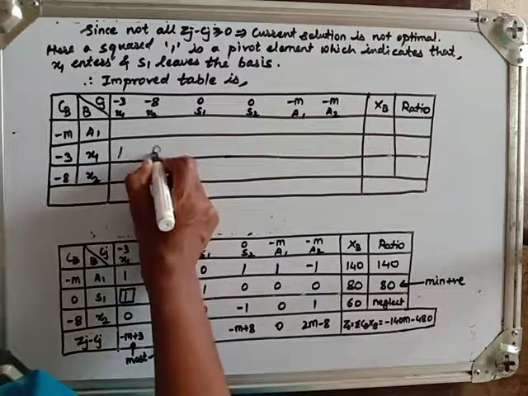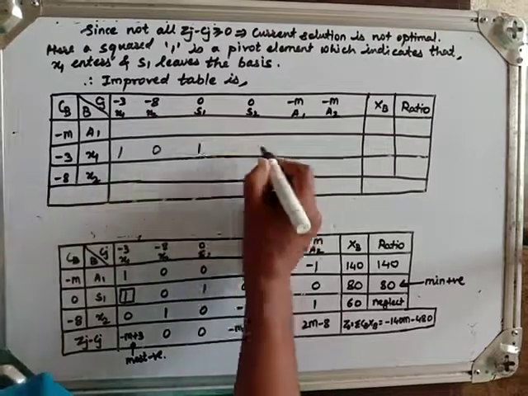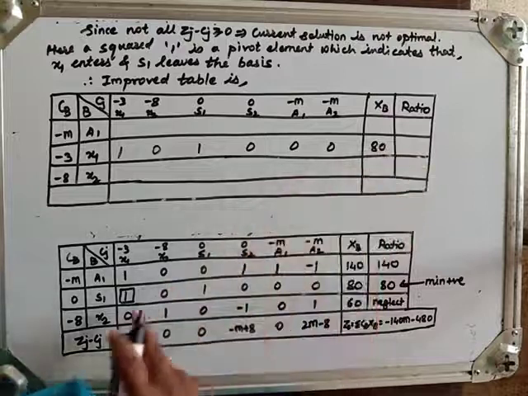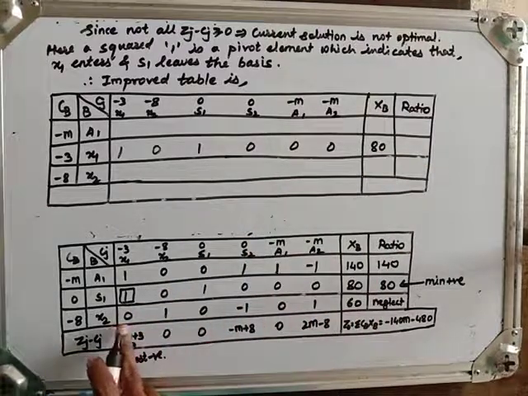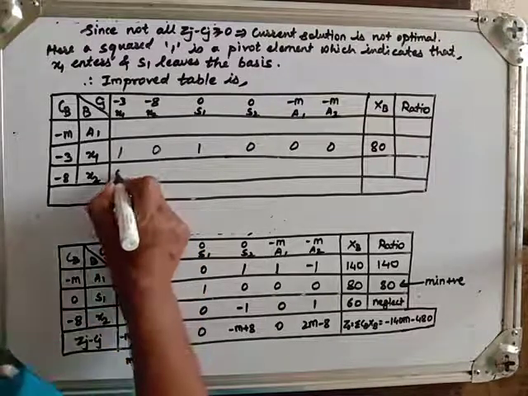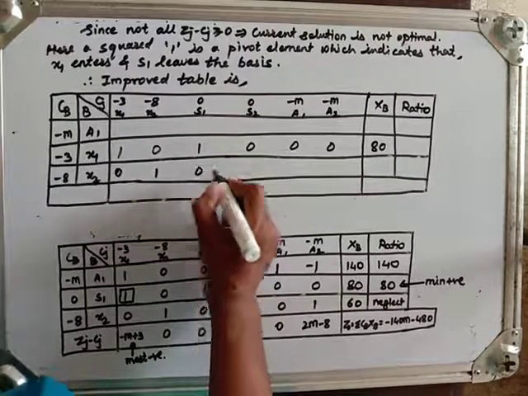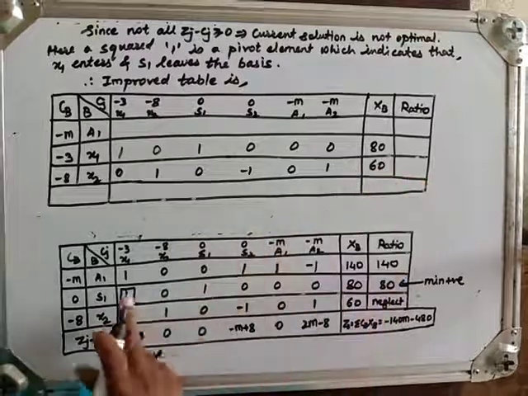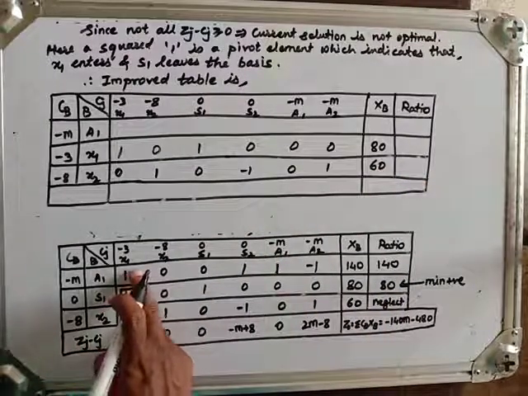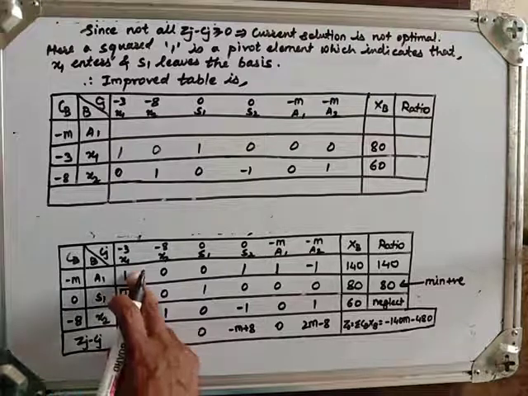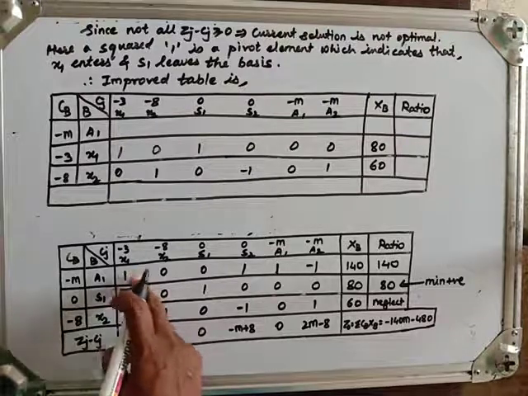Second row will remain same, 1, 0, 1, 0, 0, 0 and 80. Now here the third row also remains same as its entry is 0. Of that column entry is 0. So this is 0, 1, 0, minus 1, 0, 1 and 60. Now this 1 we have to make 0. For that let us perform an operation R1 minus R2. We have to do changes in R1. So the operation will be R1 minus R2.